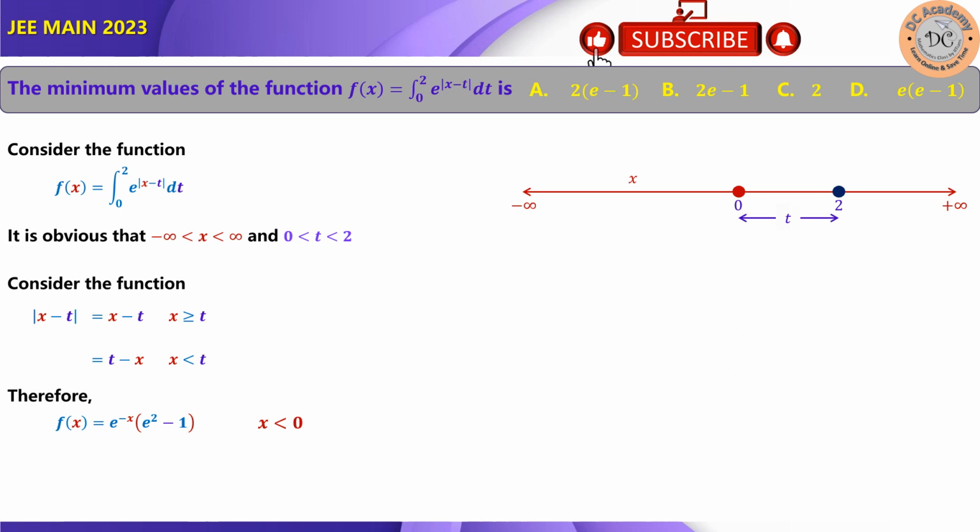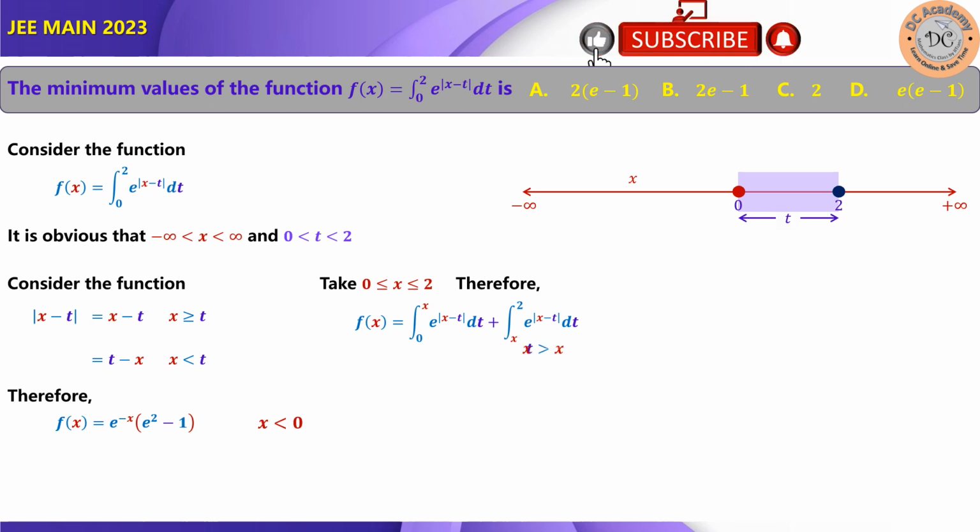Now consider that x belongs to the interval 0 to 2. In this particular domain, it is quite possible that x is less than t or x is greater than t. So that's why I consider f(x) in such a way that it is split into 0 to x and x to 2. For the second case, x to 2, it is obvious that our value of t is greater than x because the lower limit is x. So that's why t will be greater than x.